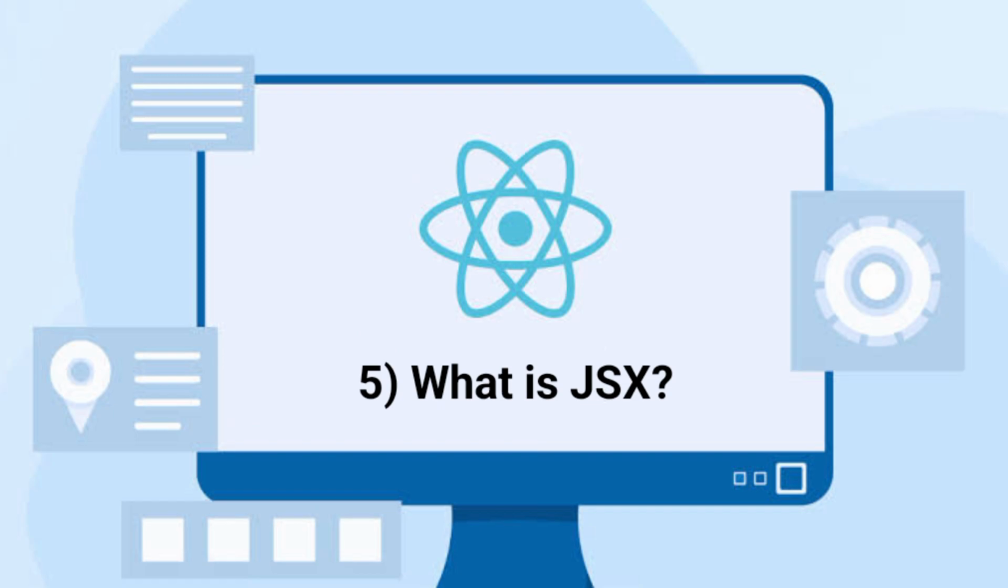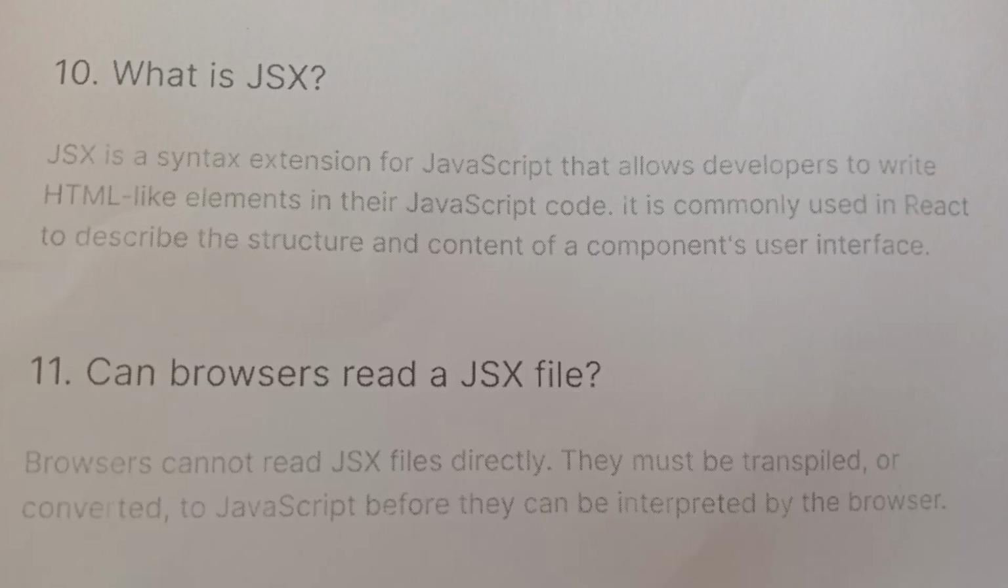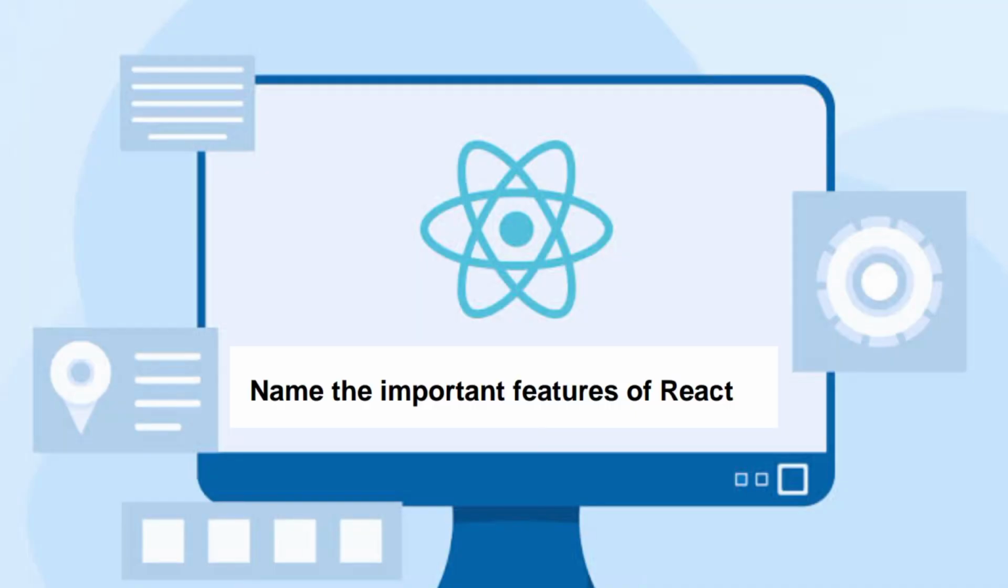Now fifth question is, what is JSX? JSX is a syntax extension for JavaScript that allows developers to write HTML-like elements in their JavaScript code. It is commonly used in React to describe the structure and content of a component's user interface. But the browser cannot read JSX files directly. They must be translated to JavaScript before they can be interpreted by the browser.